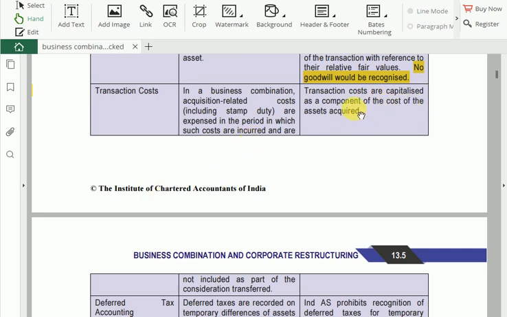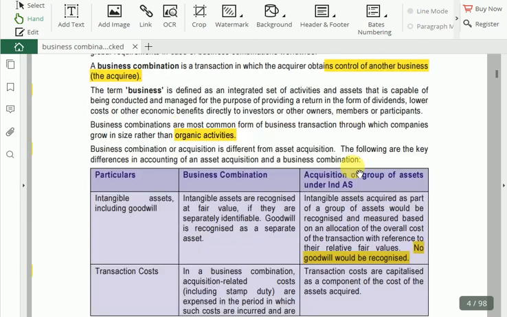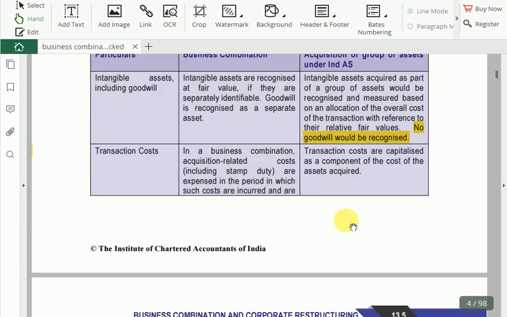In asset acquisition, transaction costs are capitalized as a component of the cost of the assets acquired. We will add the stamp duty in the cost of the land or the cost of the machinery, or if we are incurring any transaction cost, then we will add that cost under the acquisition of assets or group of assets method. But in the business combination method we will not add that in the purchase consideration. It is separately expensed out in the period in which we incur it.